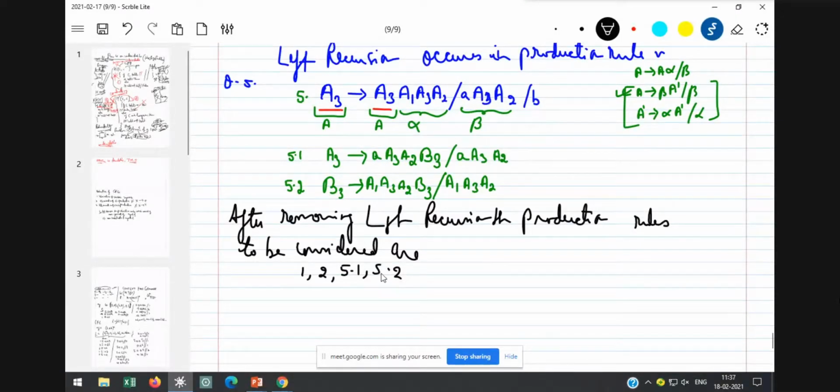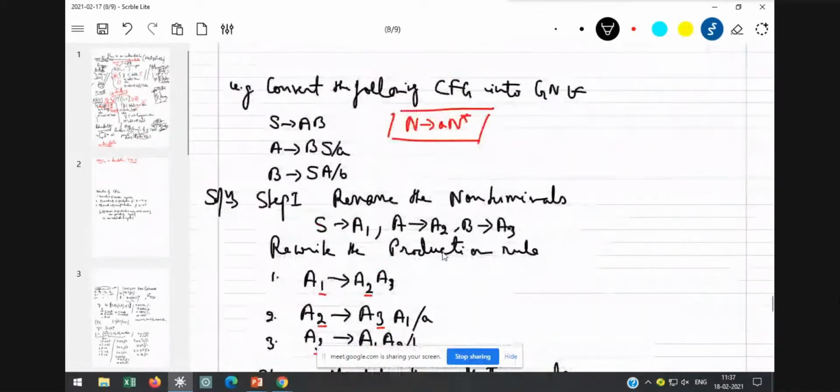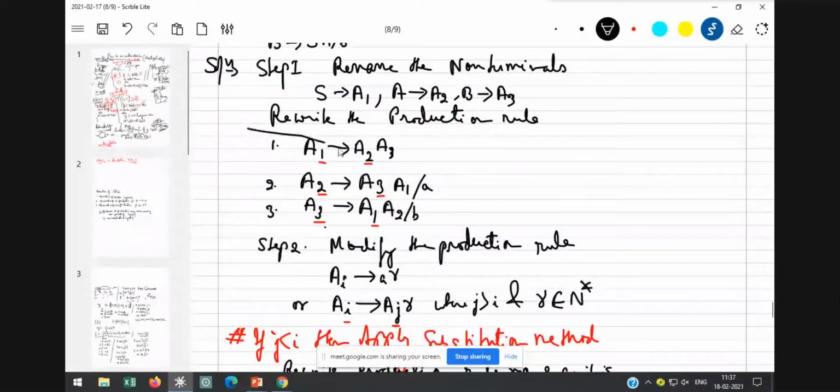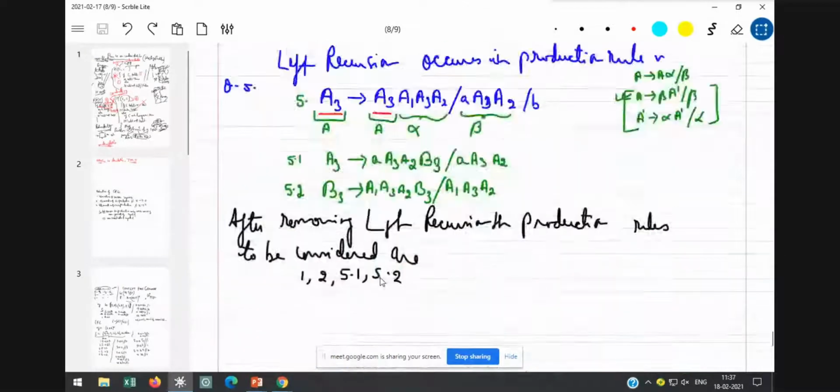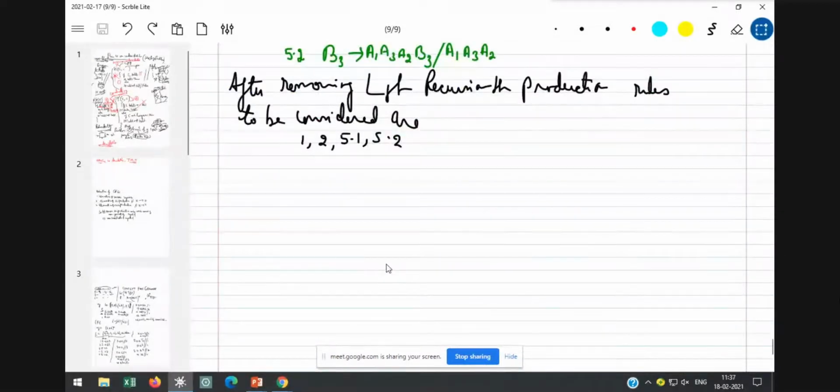Okay. Now, once again, let me rewrite all these production rules. I just want to copy it, but it's not happening. I don't know why. So let me just write it. A1, A2, A3.